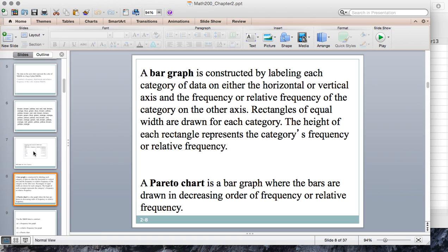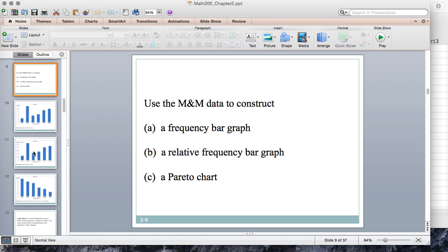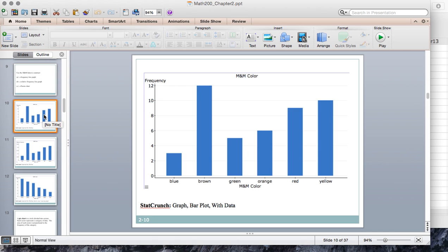Now, something you might not have heard of before is a Pareto chart, and that's just a particular type of bar graph where the bars are actually drawn in descending order of frequency or relative frequency. So we're going to look at the same M&M data, and we're going to go ahead and construct a frequency bar graph, a relative frequency bar graph, and then a Pareto chart. So this is what our normal bar graph is going to look like.